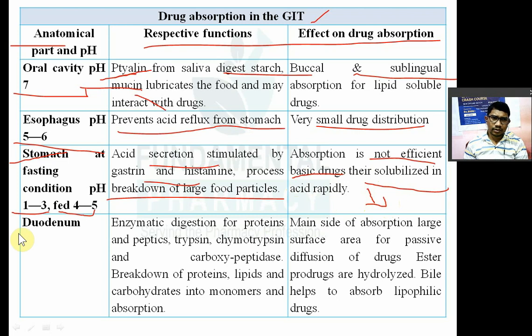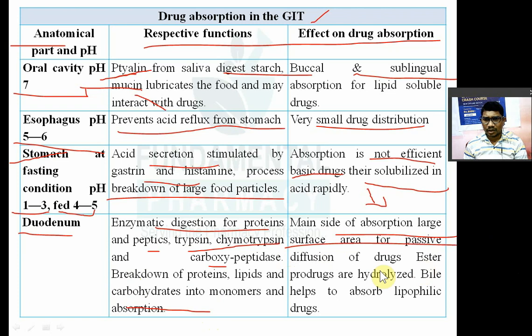Then the duodenum. In this duodenum there is enzymatic digestion of protein, because here there are enzymes like trypsin, chymotrypsin and carboxypeptidase, which will break down the protein, lipids and carbohydrate into monomers for absorption. The main site for absorption is nothing but the duodenum. It offers a huge surface area for passive diffusion. Ester products are hydrolyzed. Bile helps to absorb the lipid soluble drugs.